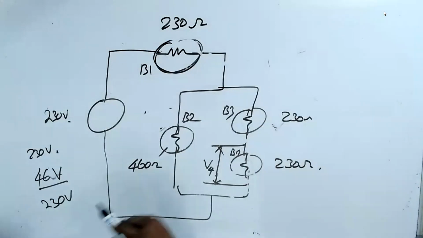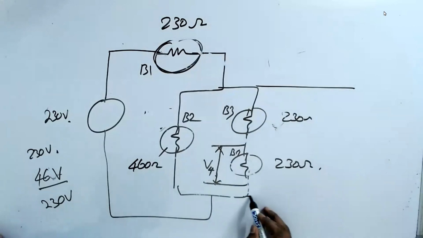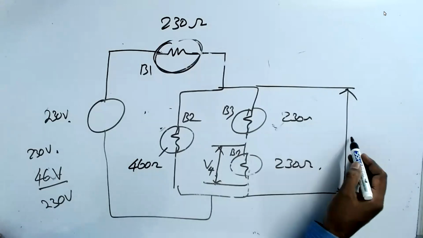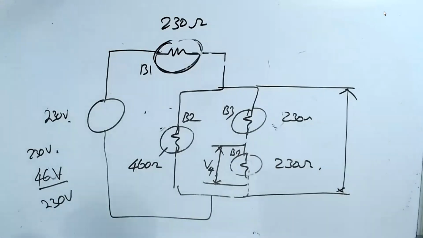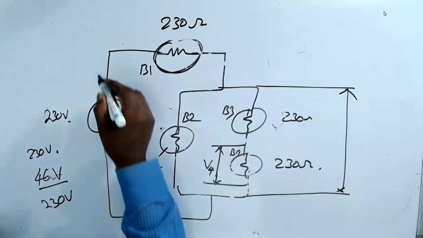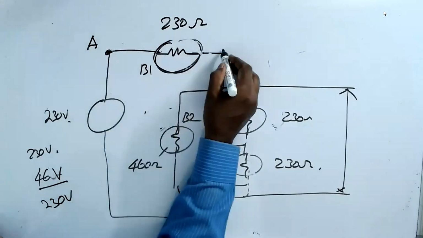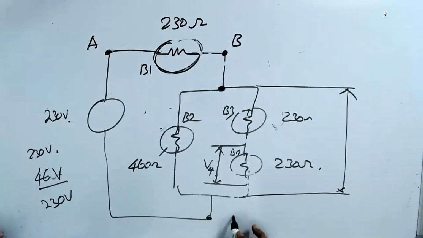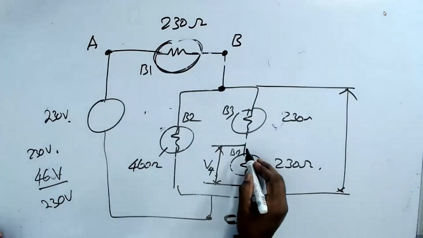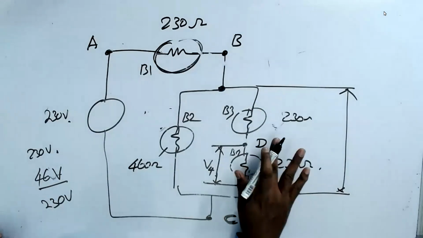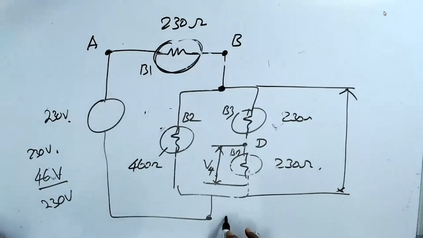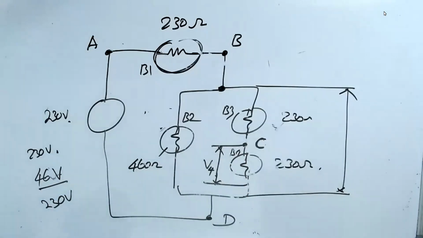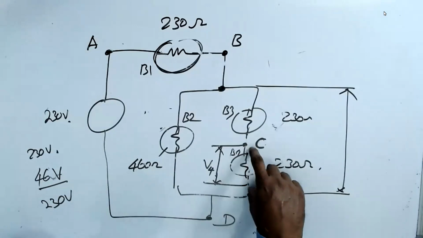Now, if you know the voltage across this, then you can know this voltage. For that reason, let us take this as point A, this as point B, this as point C, and this as point D. Now we want the voltage between C and D. This is the voltage we want.